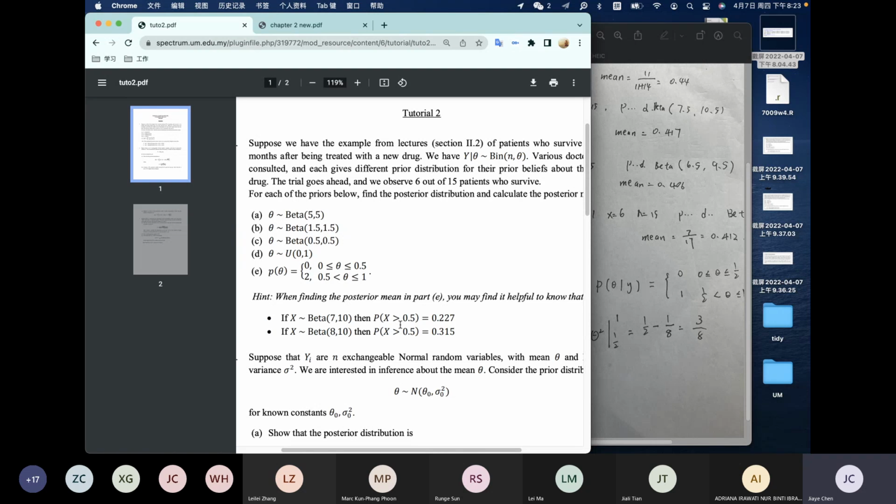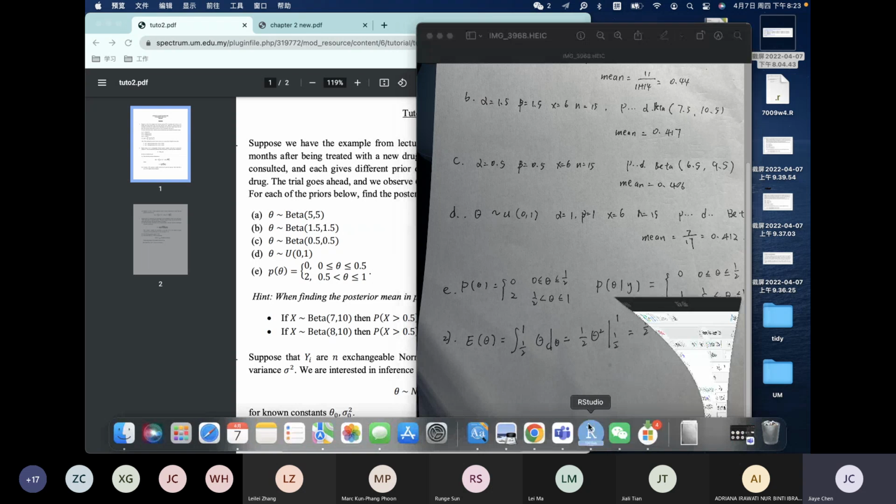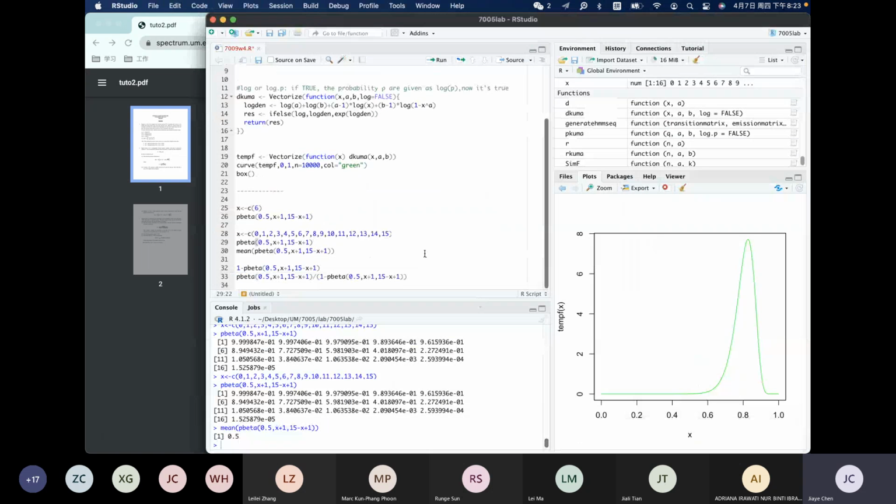The hint is for question D. Yeah, so the hint is for question E. The hint is, I don't know how to use it, because I used R to test the answer, but I'm still not sure which way is the right way.